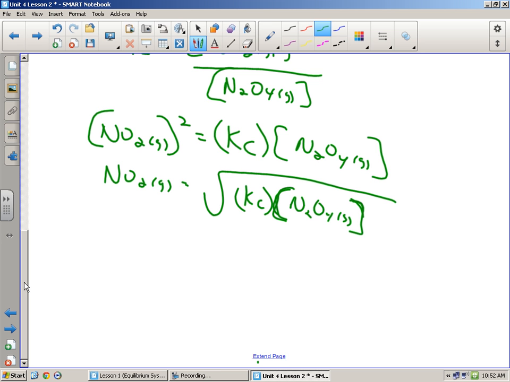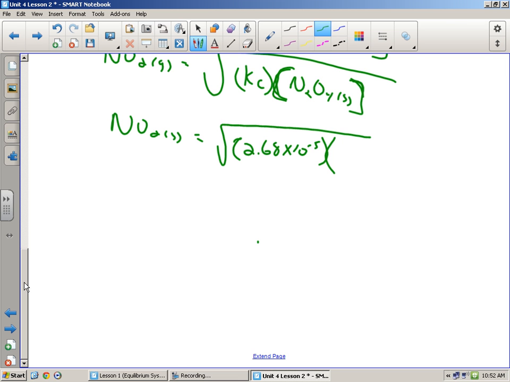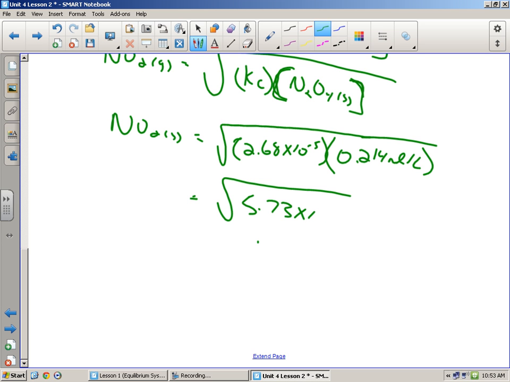Okay? So here we go. NO2 is the square root of Kc, which is, in this case, a pretty small number, 2.68 times 10 to the negative 5. There's no units associated with that, so I'm not going to put any moles per liter in there. And 0.214 moles per liter. All said and done here, you're going to get the square root of 5.73 times 10 to the negative 6.